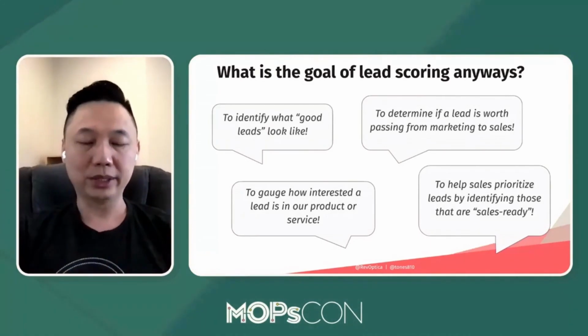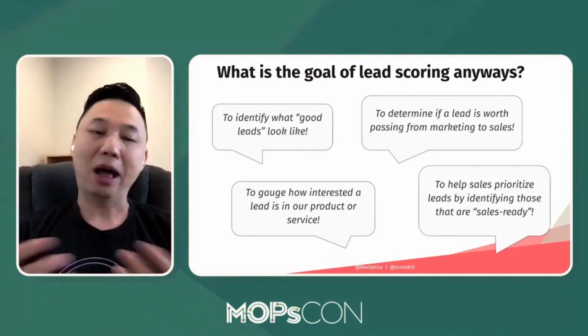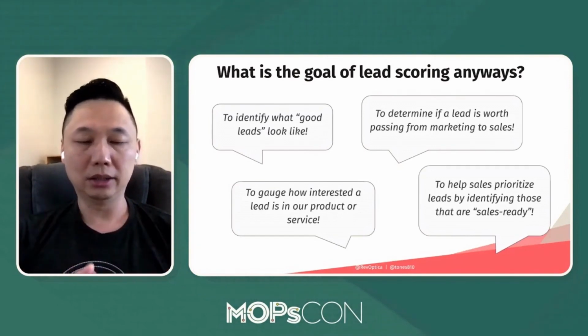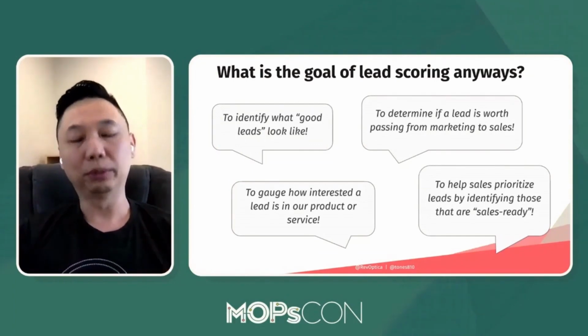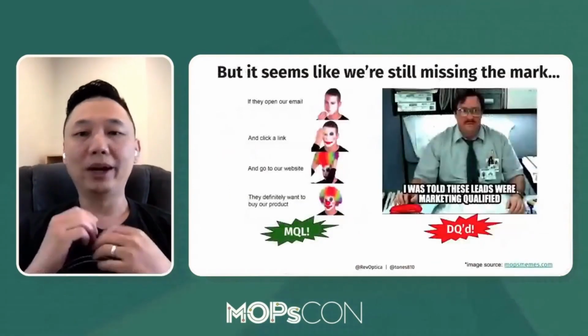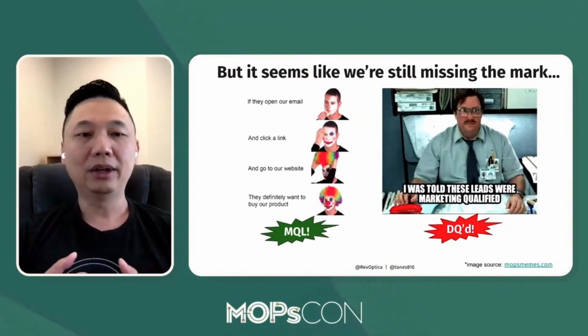And there's different ways that we can define what good looks like and what bad looks like. But I would say, by and large, those of us here in this webinar, this event, would probably agree lead scoring is to help us identify good from bad, right? But again, as I mentioned, I feel like we're still missing the mark somehow.